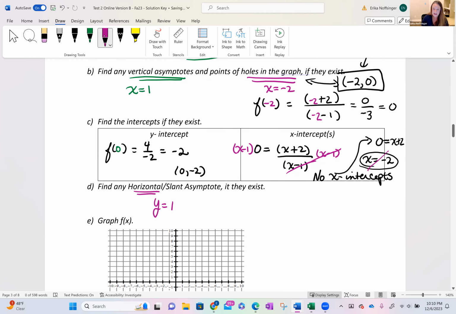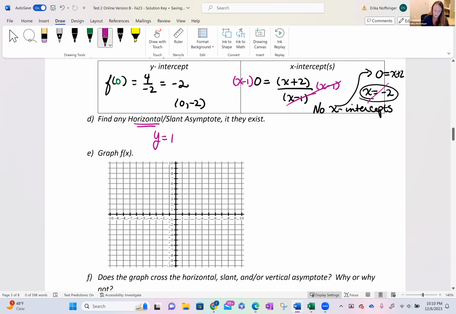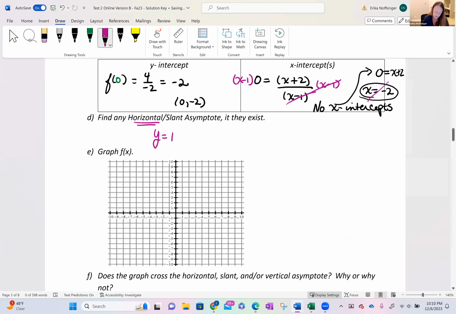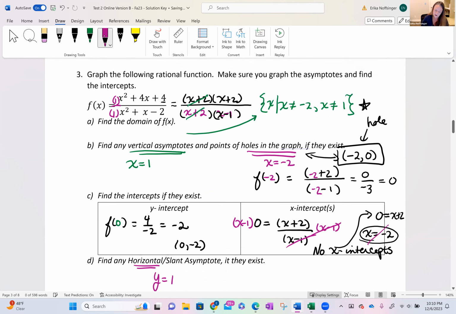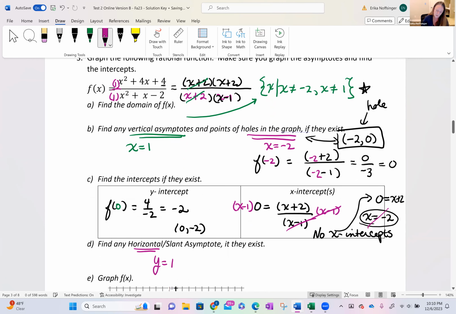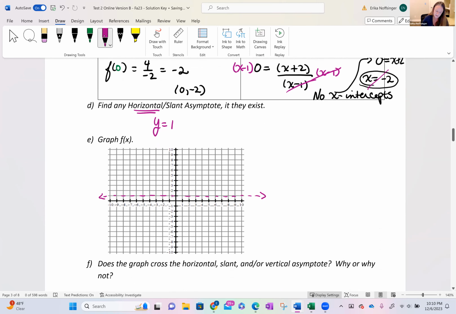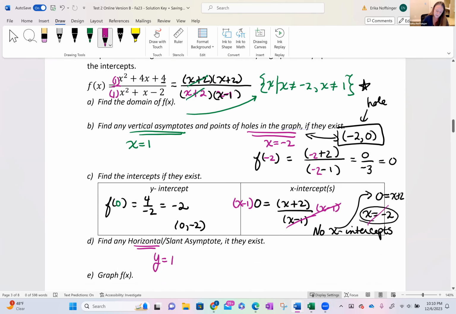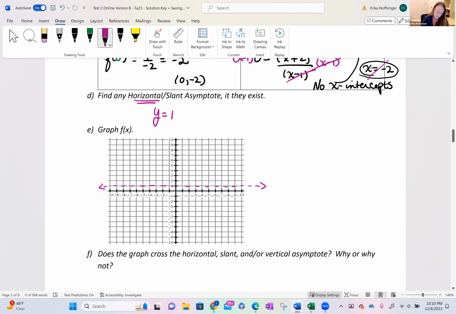So let's go in and plot what we know. We just found that we had a horizontal asymptote at y equals 1. So let's just plot that with a dotted line. Even though it's not on the graph, it helps us graph it. We saw that we had a vertical asymptote up here at x equals 1. And so let's do a dotted line at x equals 1.